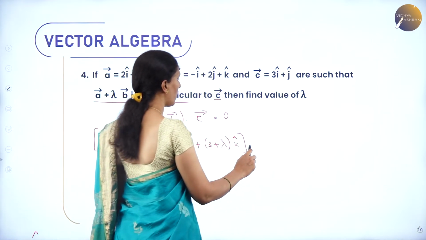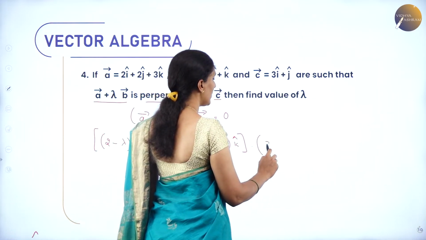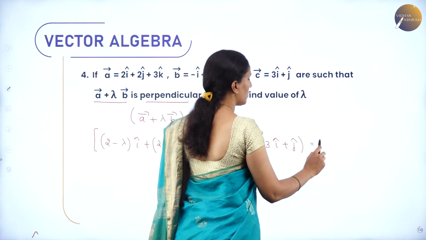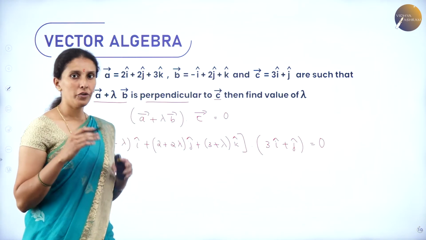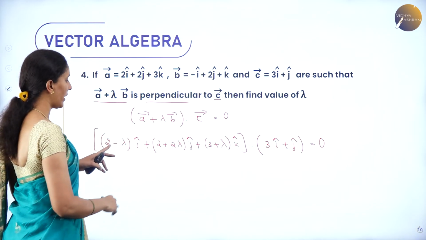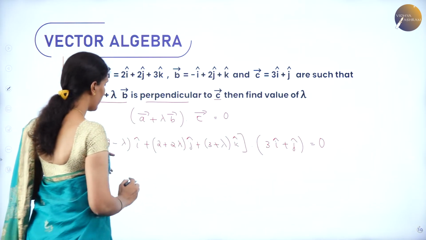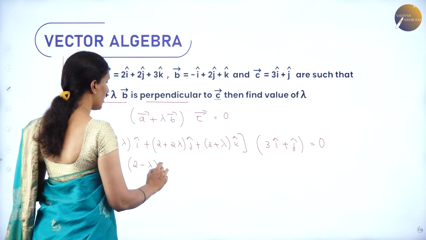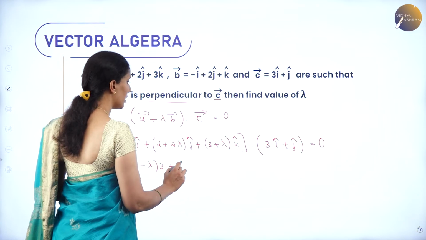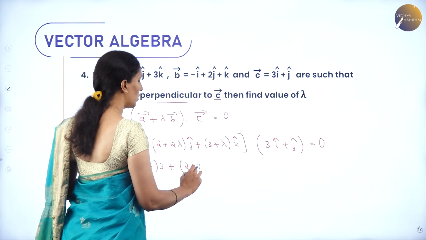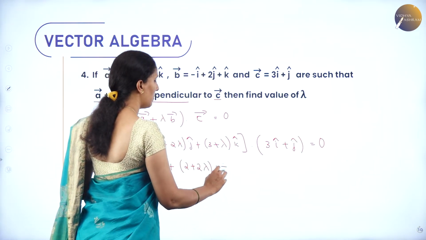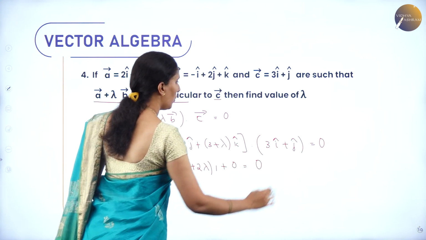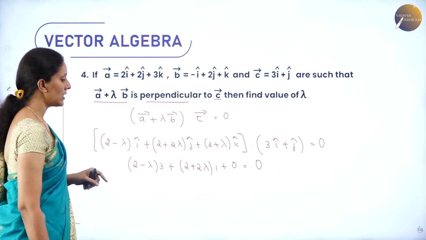Now we will take the dot product with C. So what is C? C is 3i plus j. So this is equal to 0 now. Now we will take the dot product of these two vectors. For the i components, first we will multiply 2 minus lambda into 3. Next, for the j component, that is 2 plus 2 lambda into 1. Plus there is no k component, so it is 0, and the whole dot product is 0.